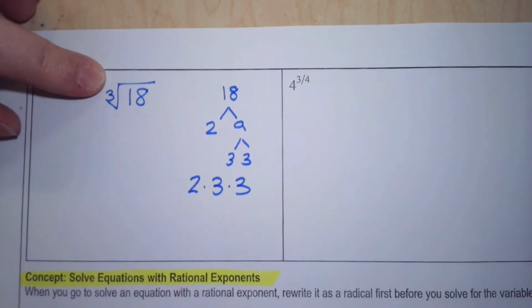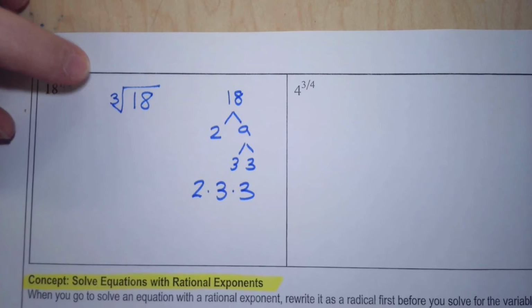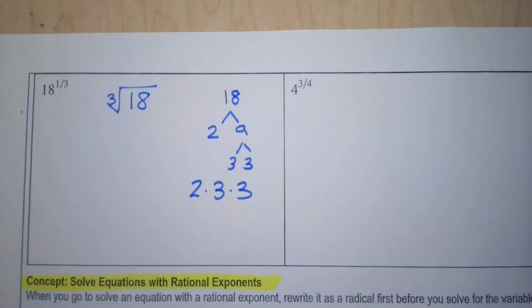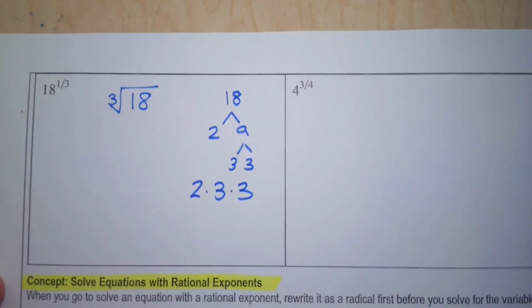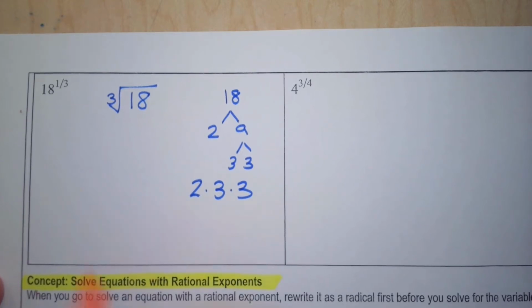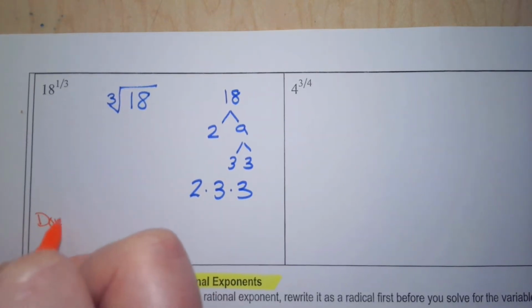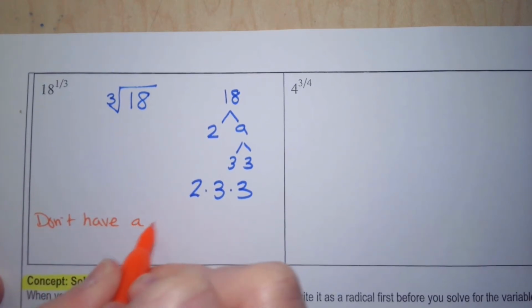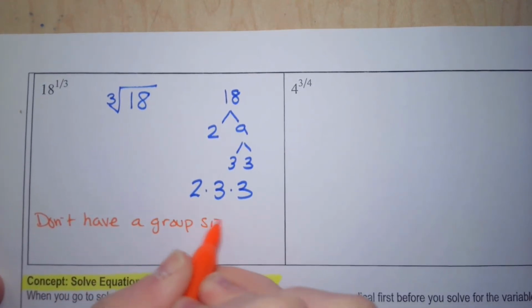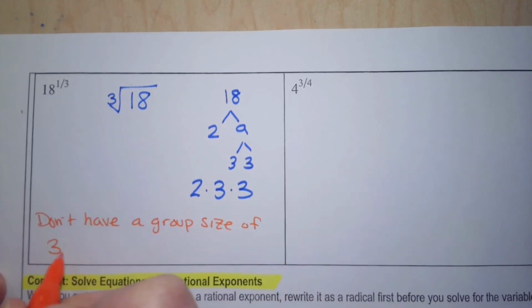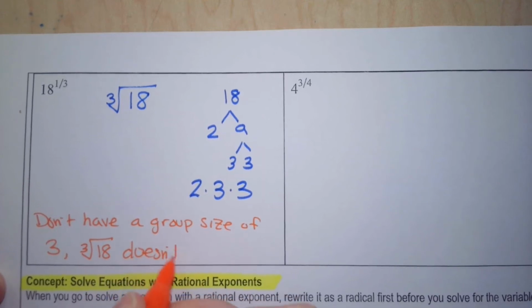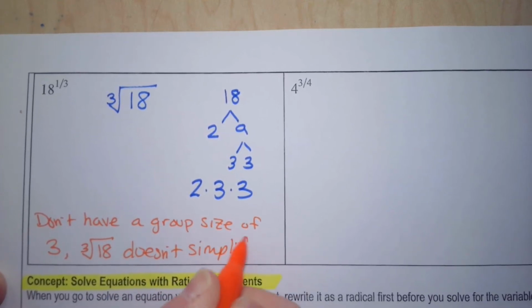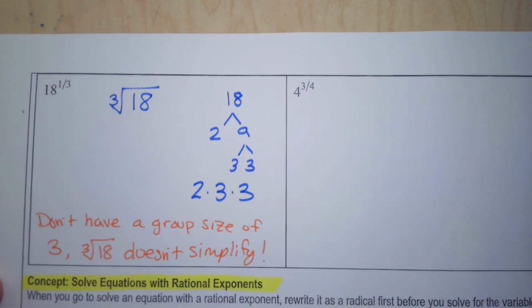Look at our index number. Our index number is 3. So the group size we are looking for is a group of 3. So I do not have 3 2s. I do not have 3 3s. So since I don't have a group size of 3, the cube root of 18 doesn't simplify. So we're going to leave it as the cube root of 18.